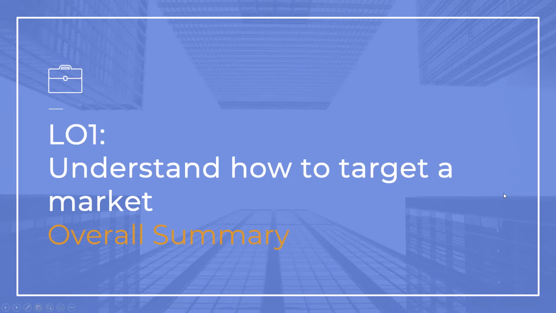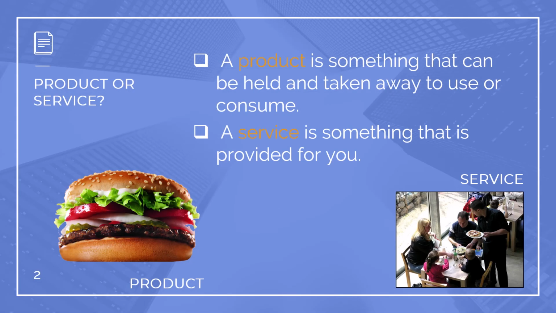So this is an overview of learning outcome one, understanding how to target a market. So first thing you need to know is a product versus a service. So a product is something that you can take away to use or consume. So something that you can actually own and keep for yourself.